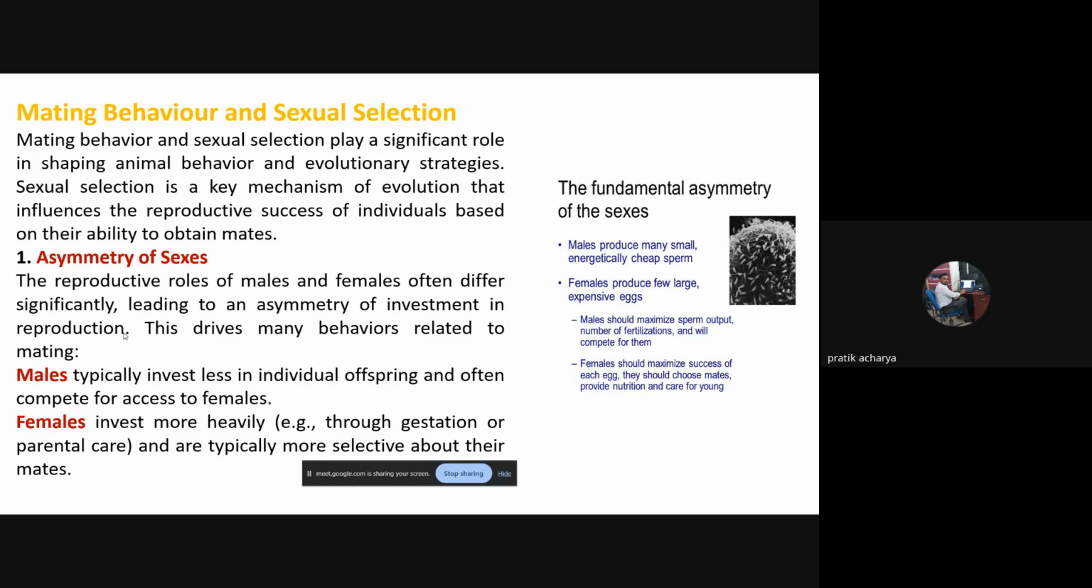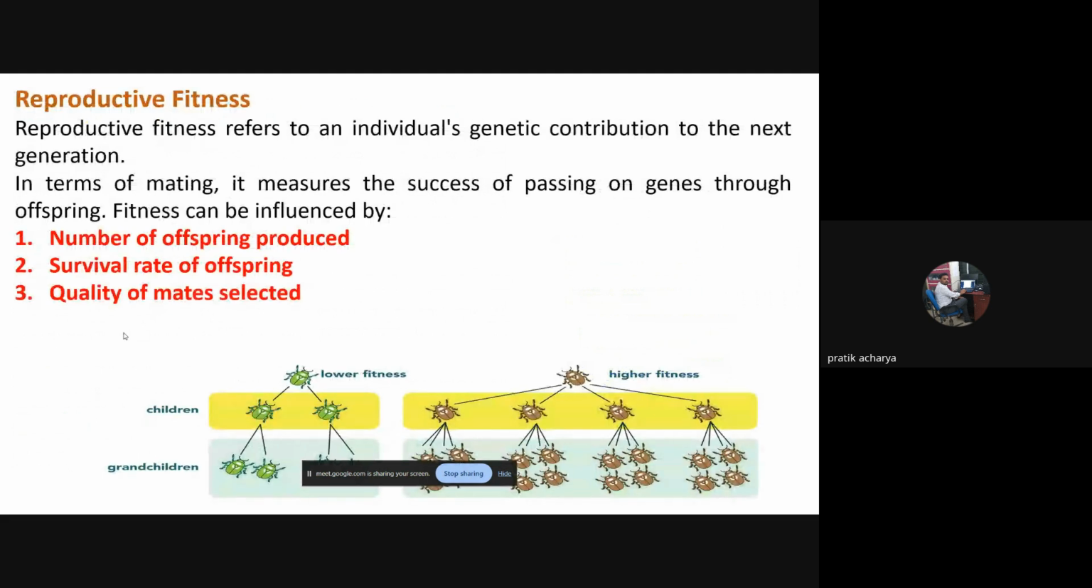But male do not have a more selective nature like female. That is the asymmetry performed by male and female. Second one is the reproductive fitness. Reproductive fitness means what it refers to? It refers to individual genetic contribution to the next generation, whether the organism is producing more or less organisms.